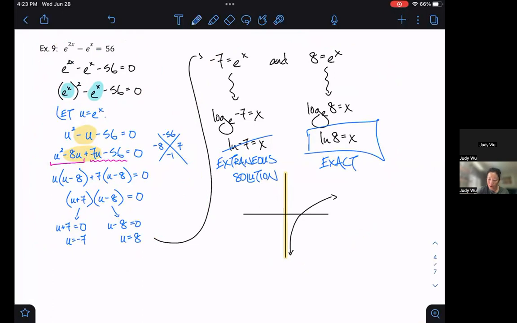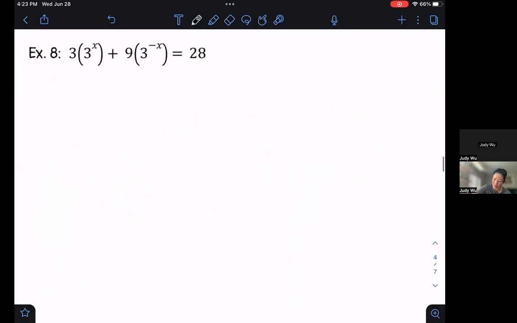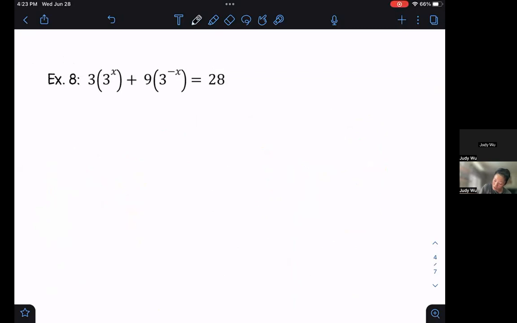All right, so now let's go back and take a look at example 8. We're going to take a look at example 8, which I said was a little bit trickier, not that much. A lot of the stuff will still be the same. All right, example 8. We've got 3 times 3 to the x plus 9 times 3 to the negative x equals 28. Now, what I'm going to do first, and I'll tell you why in just a little bit, I'm actually going to multiply everything here by 3 to the x. So I'm going to take 3 to the x and multiply this entire equation.